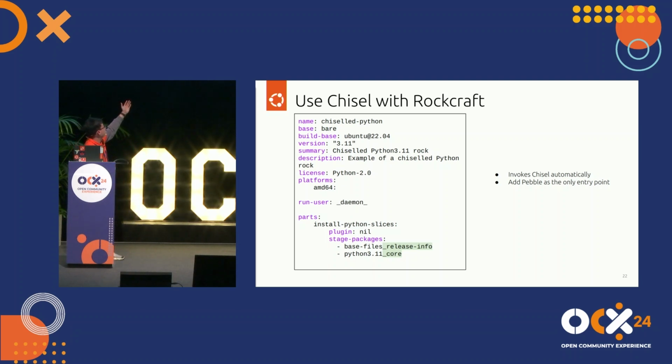And as long as you put such slice names here, Chisel will be invoked automatically by Rockcraft during the build. And also Pebble will serve as the only entry point of the image.